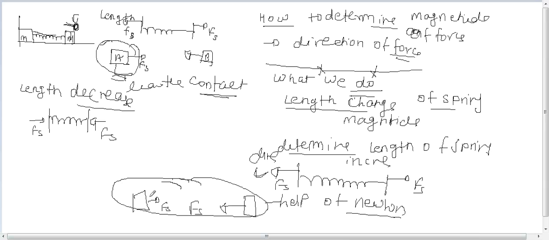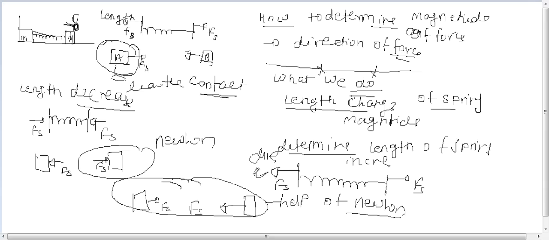And with the help of Newton's law here, at this end this will be the force, and at this end this will be the force, by Newton's third law. So we take the help of these things to determine the magnitude and direction of forces by this spring.